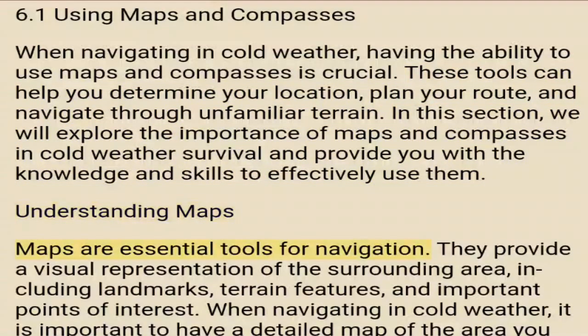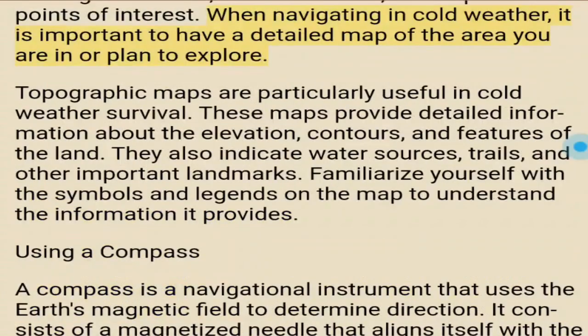Understanding maps. Maps are essential tools for navigation. They provide a visual representation of the surrounding area, including landmarks, terrain features, and important points of interest. When navigating in cold weather, it is important to have a detailed map of the area you are in or plan to explore. Topographic maps are particularly useful in cold weather survival. These maps provide detailed information about the elevation, contours, and features of the land. They also indicate water sources, trails, and other important landmarks. Familiarize yourself with the symbols and legends on the map to understand the information it provides.